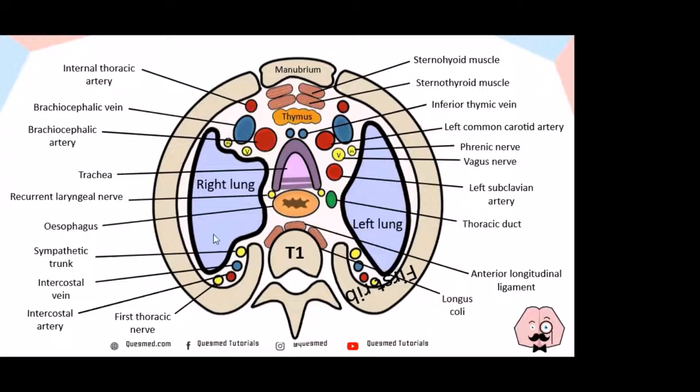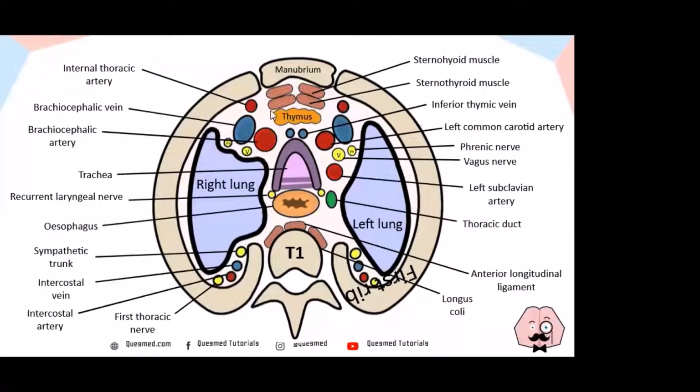This is a diagrammatic representation of this. This is at the level of T1, so it's quite high up in your superior mediastinum, and you have to imagine that you've cut through somebody and then you're looking at them from below. So this is your right side and this is your left side. Your mediastinum is basically this bit here. The lungs are not part of your mediastinum, remember that. You've got your brachiocephalic artery on the right, and then you've got your left common carotid and your left subclavian on the left. Your thymus would sit somewhere around here, but you wouldn't normally see it.